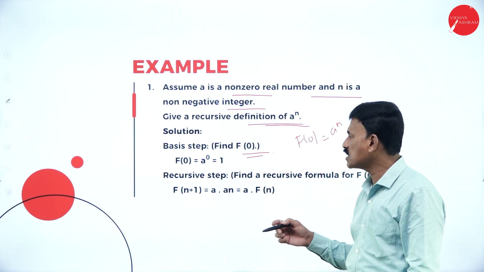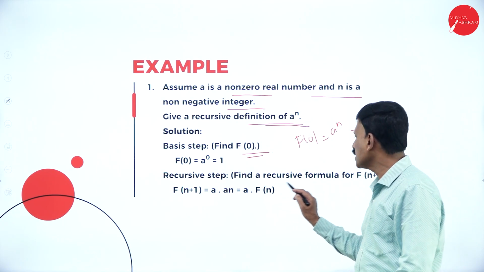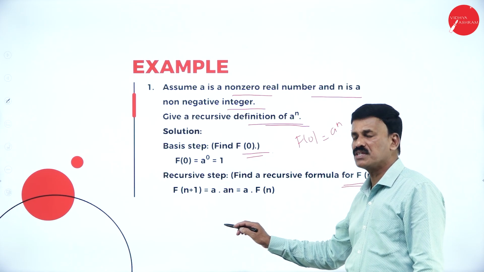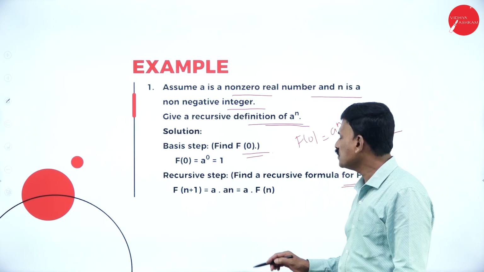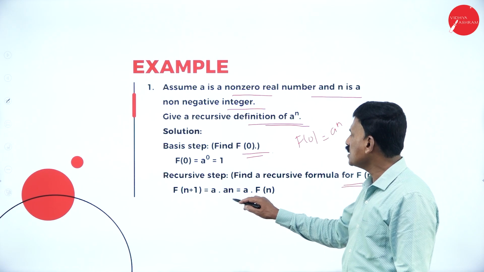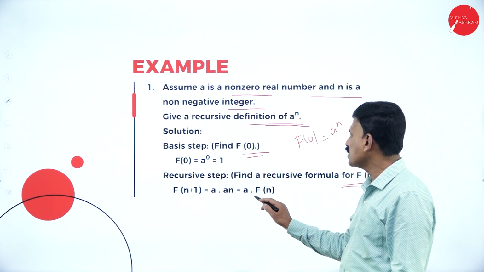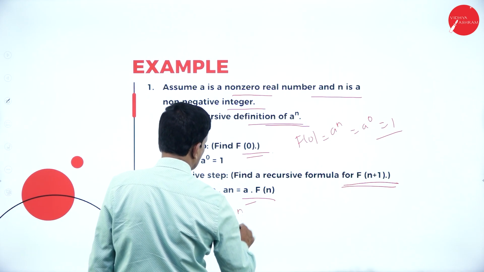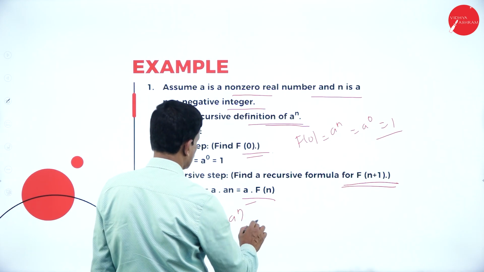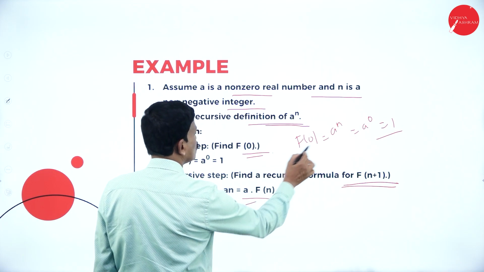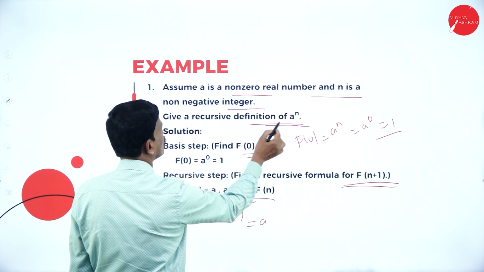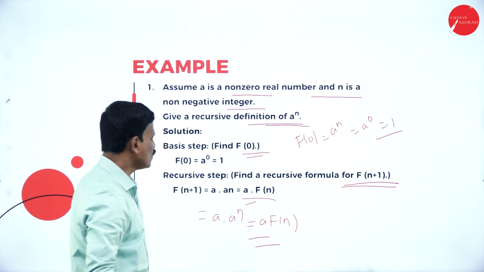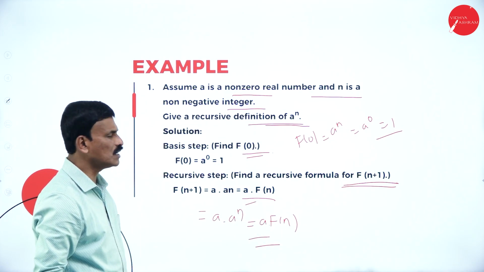Now what is the recursive step? The recursive step is to find a recursive formula for f of n plus 1. So f of n plus 1 can also be written as a into a to the power of n. That is nothing but a into f of n. The recursive definition can be written as a into a to the power of n, since a to the power of n is nothing but f of n. So f of n plus 1 is equal to a into f of n.